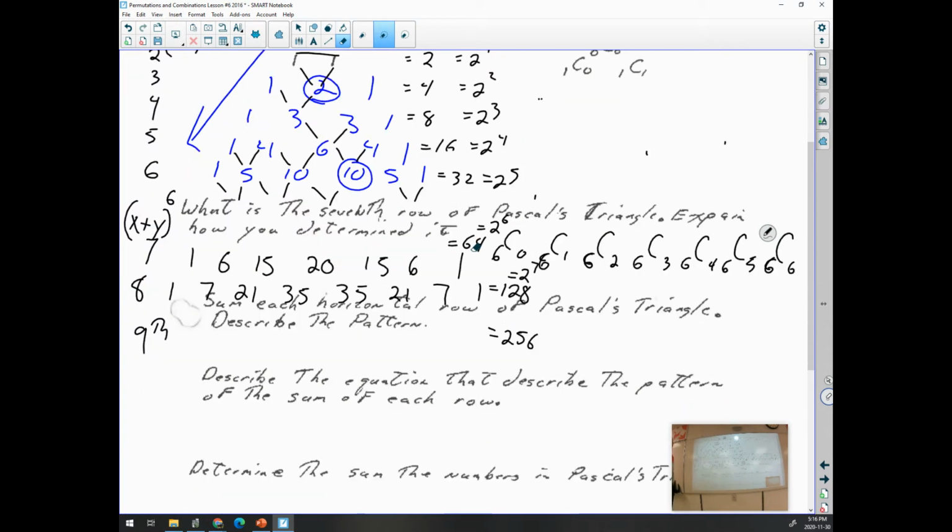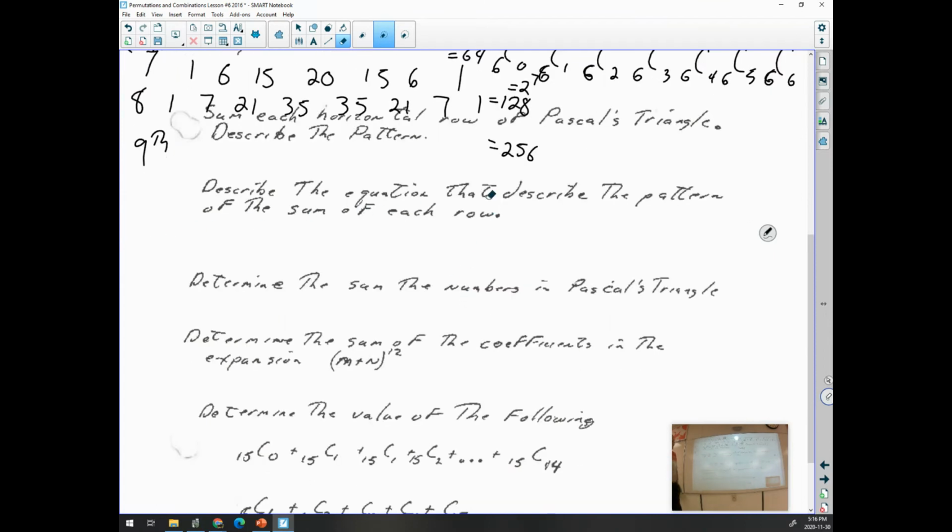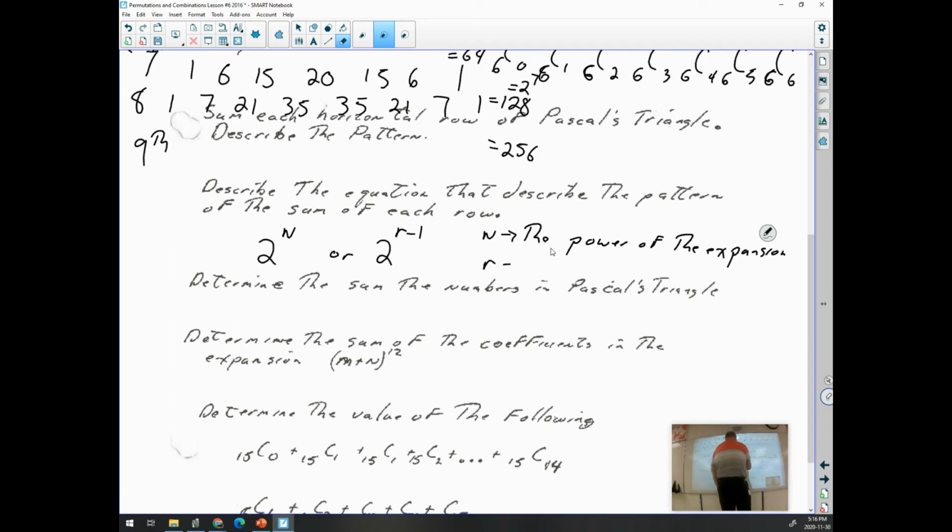So that 0 in our expansion is here, but it is also 1 less than the row number. So the equation to describe the pattern would be 2 to the power of n, or 2 to the power of r minus 1. n is the power of the expansion, where r is the row number. So the row of Pascal's triangle is always going to be 1 more than the expansion that we dealt with. Okay?